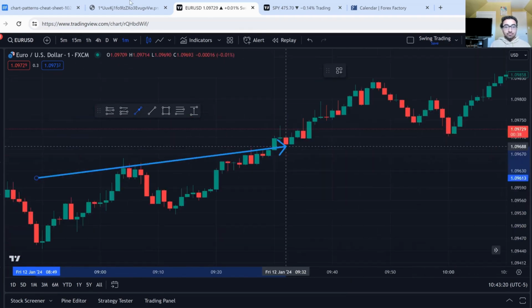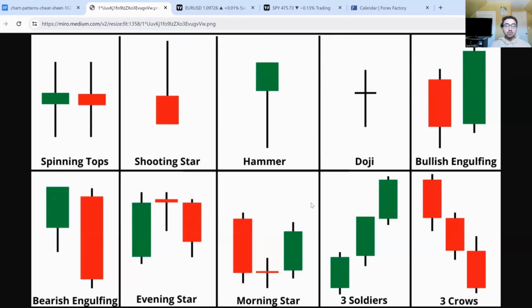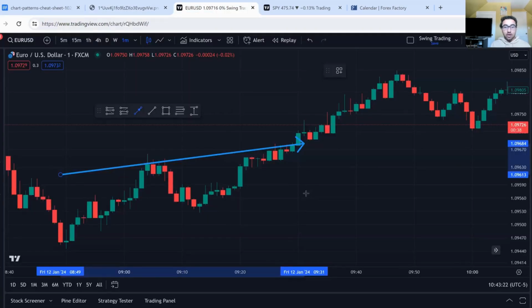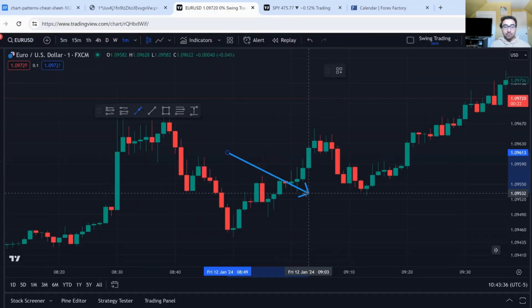All right. So there's continuation, guys, and then there's reversal. This is a reversal: spinning top. Doji is a reversal. Evening star, morning star, they are reversals. Hammer, shooting star, bearish engulfing, bullish engulfing. The three soldiers and the three crows, they're continuation patterns. Right. Three soldiers and three crows, guys, are very, very simple to spot.